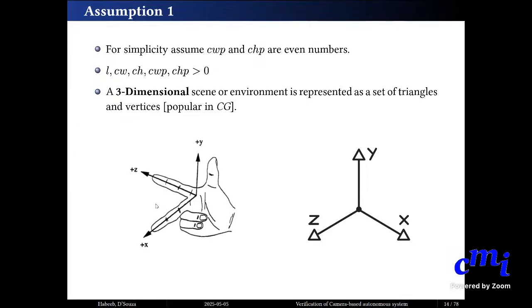For simplicity, as assumption one, we'll be assuming that the canvas width and canvas height in pixels are even numbers. In this paper, they're assuming that those are 28 and 28. Also, we'll be assuming that all of them are positive numbers.